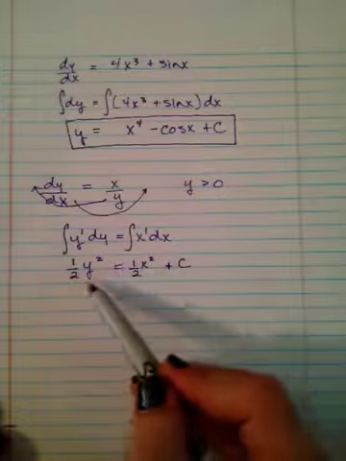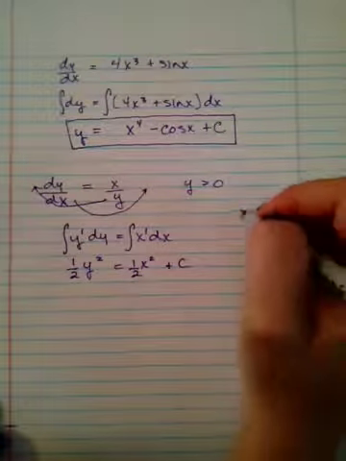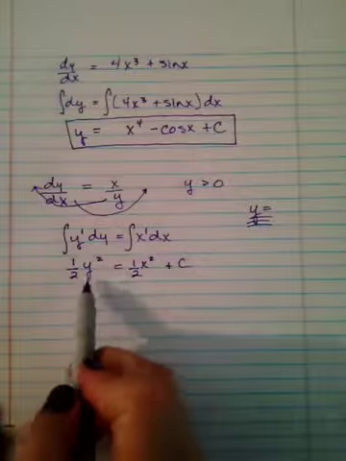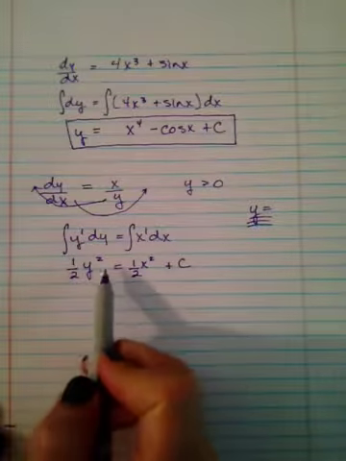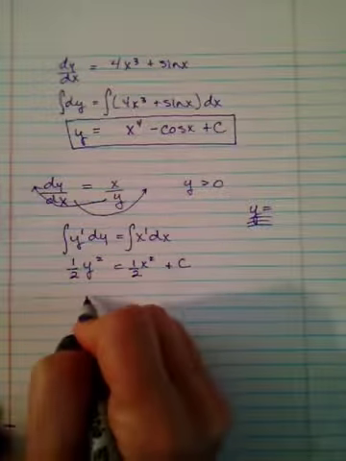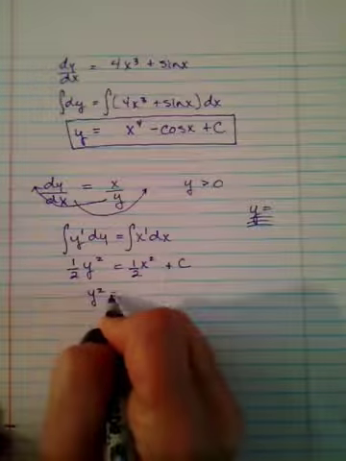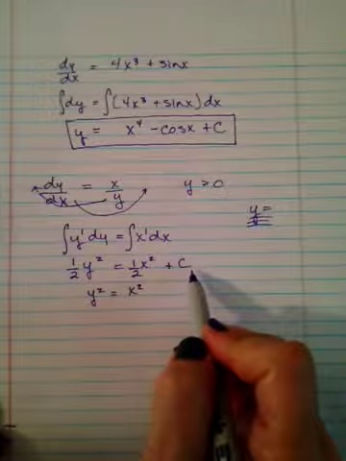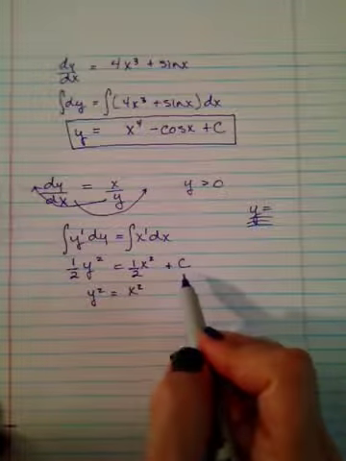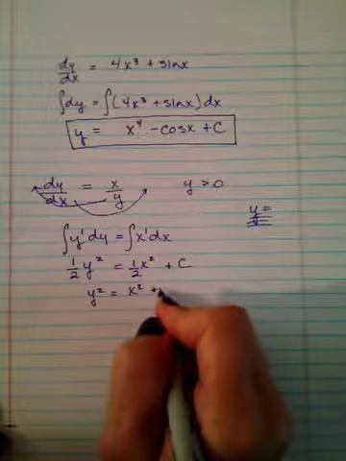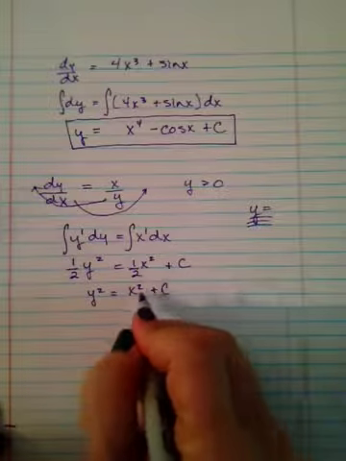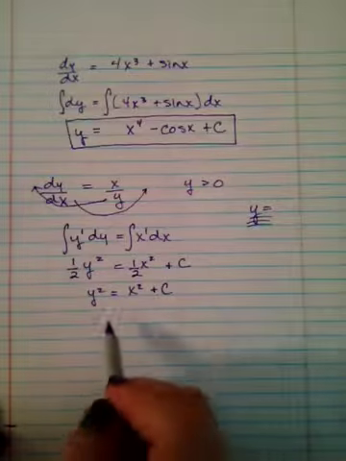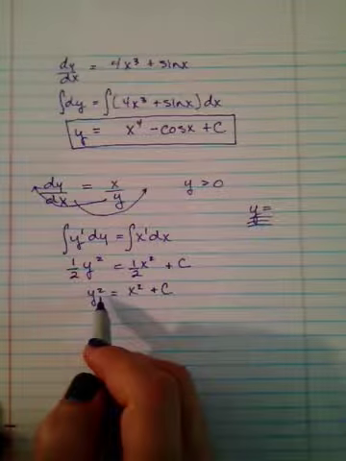Now this is nice, but it's not actually solved for y yet. Remember, your goal for differential equations is to get y equals. So I'm going to get this y by itself. Step 1 is multiply by 2. So I have y squared equals x squared, and then some people would write 2c, but 2 times a constant is just a constant. So until I've actually solved for what that c is, it doesn't really matter if I write 2c or c. The next step would be to take the square root.